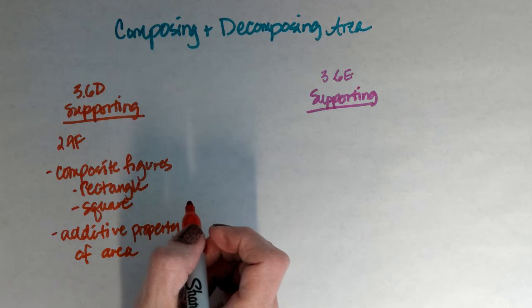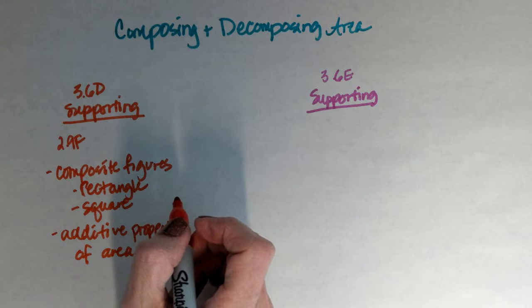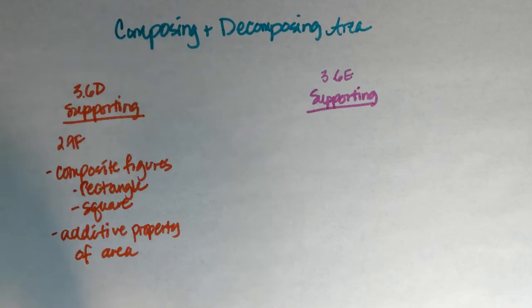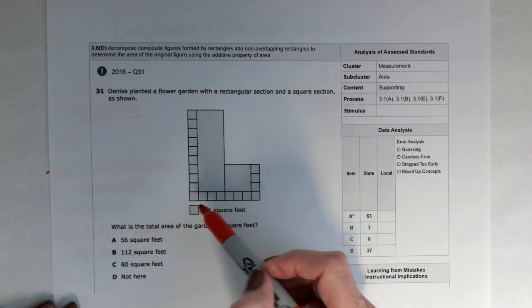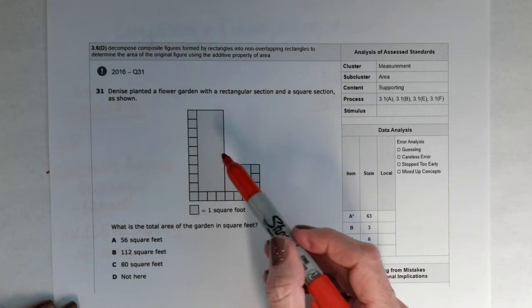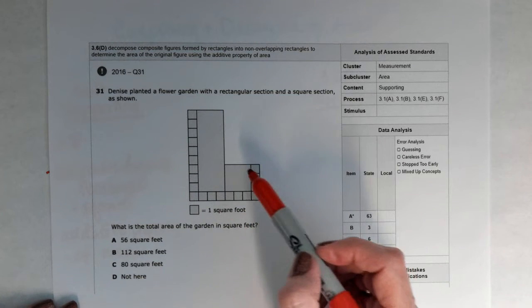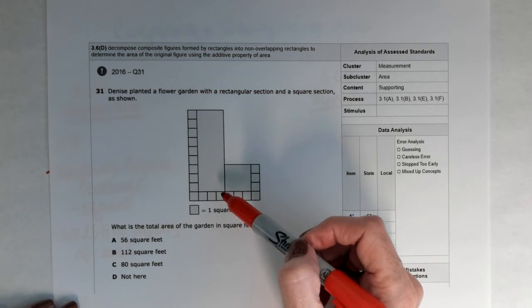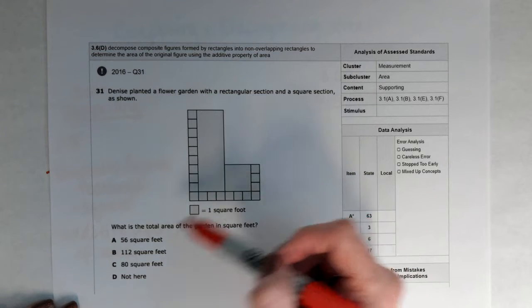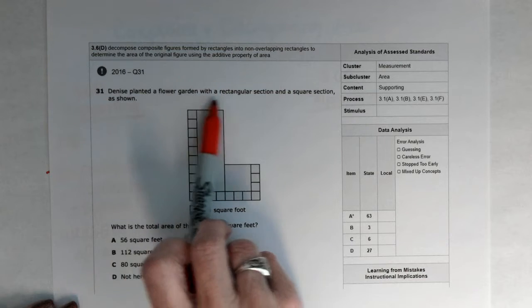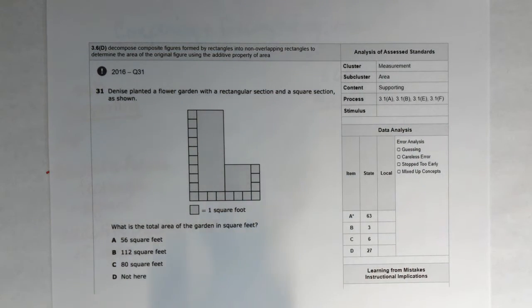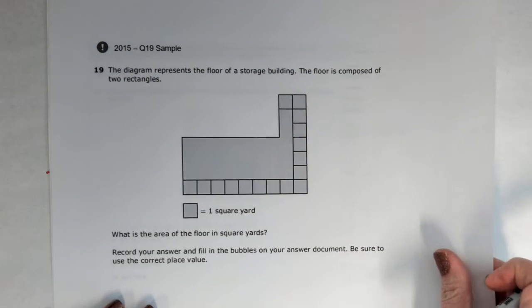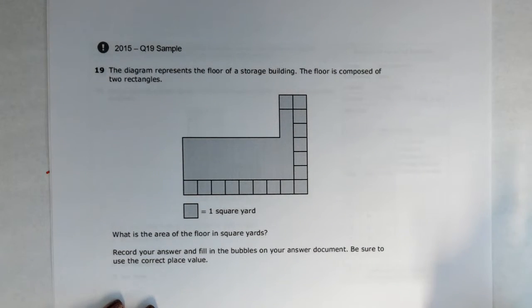So let's look at a couple of different questions, because I want you to see the different levels of questions we might see with this. In this question, the students were given the two parts. It's already been broken into two parts for them. Notice they're given the line. Find the area of this part, find the area of this part, give the total. They're even told there's a rectangle section and a square section. Find the total. Now, in this question, they're not told that. They're just told, here's the floor. It's composed of two rectangles. What's the area? And it's a griddable.